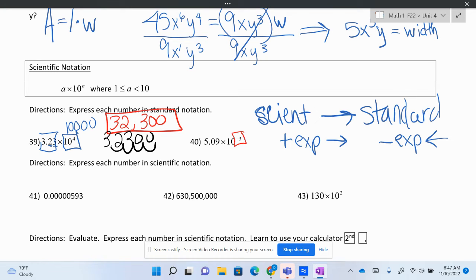This has a negative exponent. That means I'm going to make this number smaller. How many times smaller? I'm moving the decimal 3 times to the left. So I have to put 2 zeros there before the decimal. So the decimal is 0.00509. And I always throw a 0 on the other side, just to make it look nice.